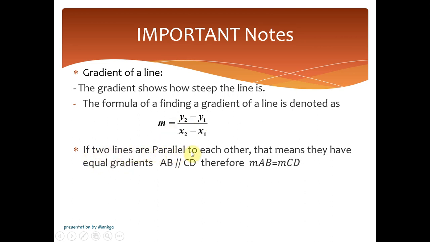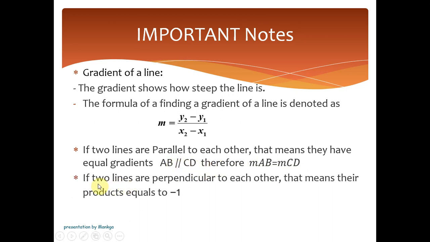If two lines are parallel to each other, that means they have the same or equal gradient, meaning AB is a line which is parallel to CD, another line. Therefore, m_AB is equal to m_CD. Parallel lines have equal gradients.